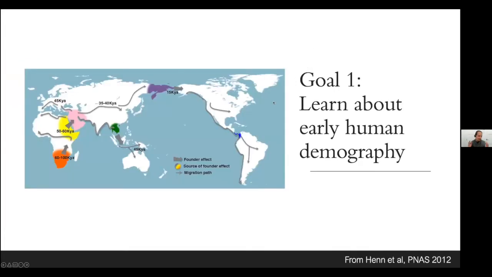Okay, so the first goal that we're going to be trying to reach in this talk is to learn about early human demography, right? So this is where this project all started. This is a slide with a figure from Brenna Henn, where she outlined what was known in 2012 of the broadest strokes migrations through which modern humans, who appeared in Africa sometime maybe between 100 and 200,000 years ago, expanded throughout the world, right?